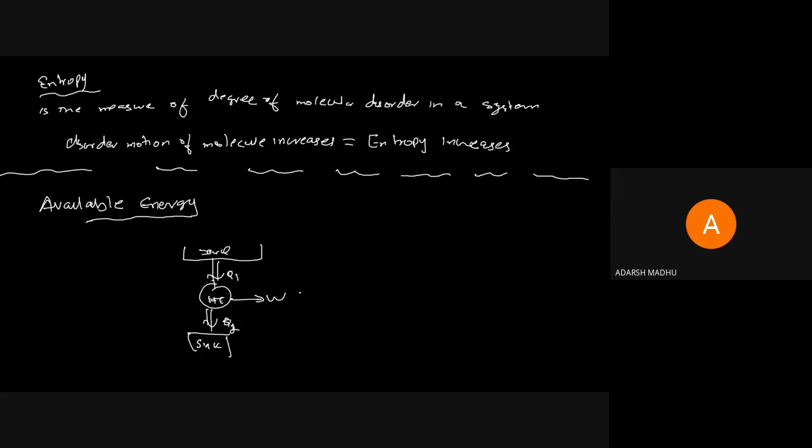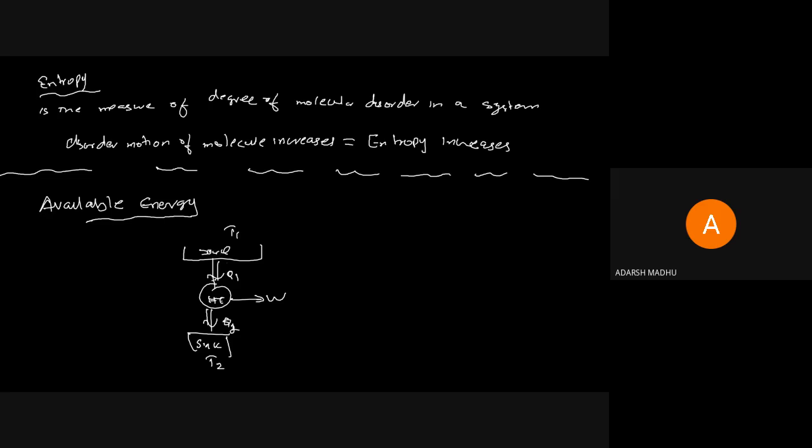We studied this in our second law of thermodynamics in the third module. The engine absorbs heat from a source at T1, converts this energy into work, and the remaining heat Q2 is released into the sink at a lower temperature T2. Here, available energy can be defined as the maximum amount of energy which we can convert into work.